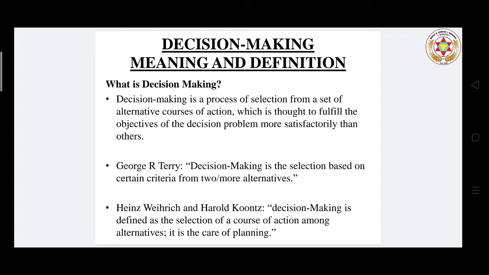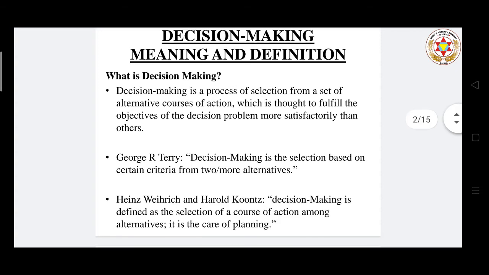There is another definition by R. Terry, that decision making is the selection based on certain criteria from two or more alternatives. So decision making can be regarded as a cognitive process resulting in the selection of a course of action among several alternatives. Means there are several alternatives, and one best alternative has to be chosen; that is the decision to be made. So every decision making process produces a final choice.